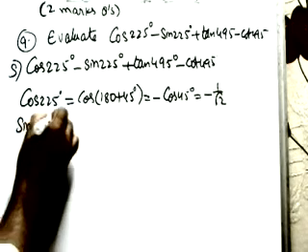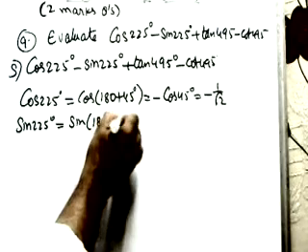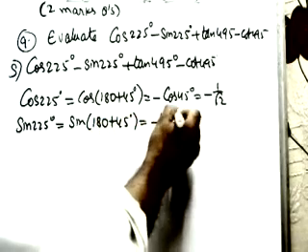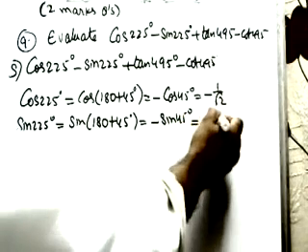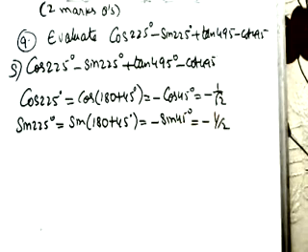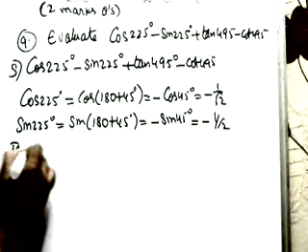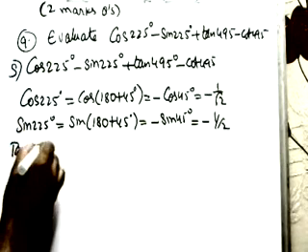In the same way, let me find sine 225 degrees. We can write sine of 180 plus 45 degrees. Sine of 180 plus theta is minus sine theta. Minus sine 45, and sine 45 is 1 by root 2. Now the next one. Next one is tan of 495.